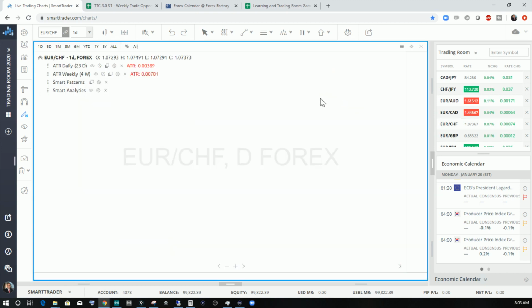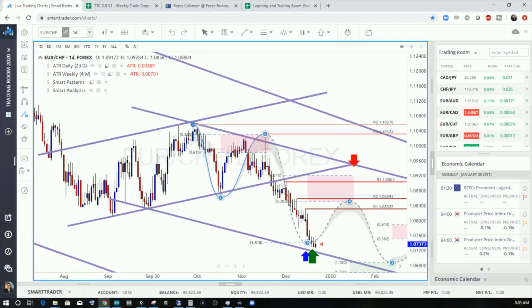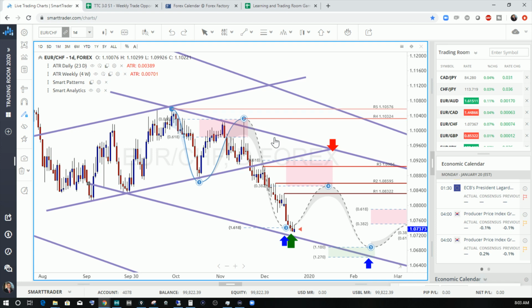Let's go to Euro Swiss franc. Euro Swiss franc, we nicely bounced down here. In fact, take a look at this. We've got a third wave extension that's also hit here, which is the 1.618 of the previous AB move. And we're coming back down to this channel line right here. Now, traders, I would be thinking, look for a short-term retracement on this pair. We're at support. Look to start buying on Euro Swiss franc.